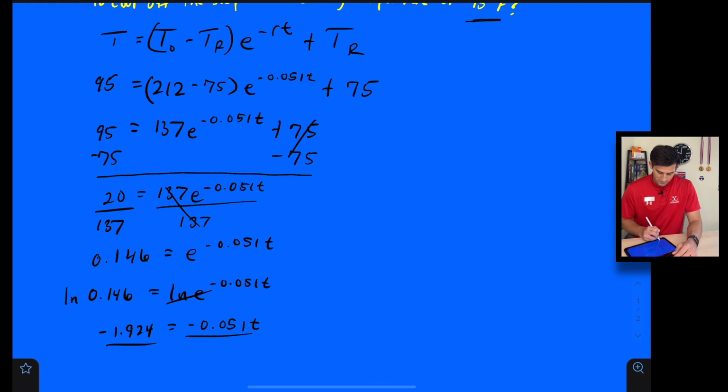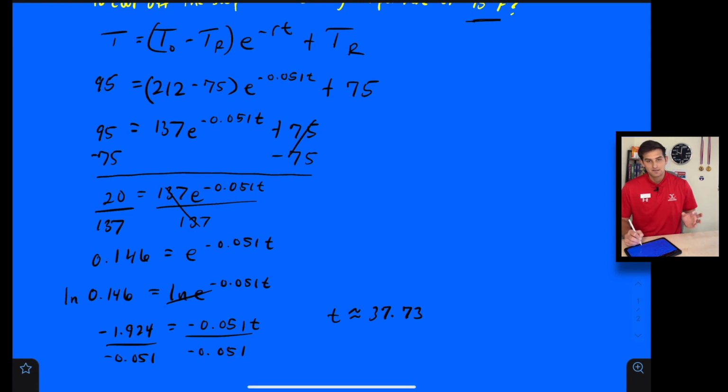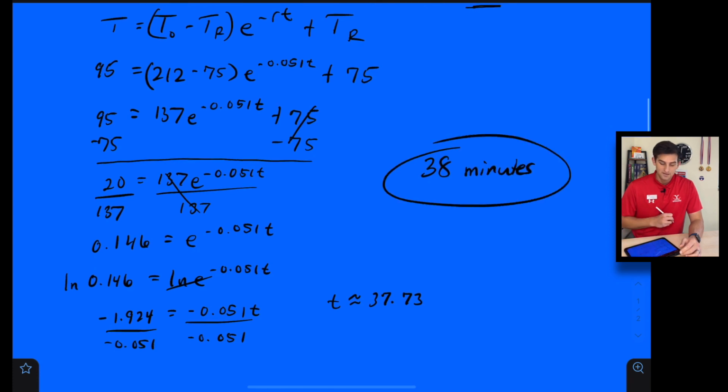So now I can divide both sides by negative 0.051. And it's going to tell me that t is approximately 37.73. Remember, t is our time in minutes. So this is telling us approximately how long we need to wait for the soup to cool down to serving temperature. If it's more than 37 minutes, let's play it safe and wait 38 minutes until we serve it. All right, and that's how you can use Newton's law of cooling.